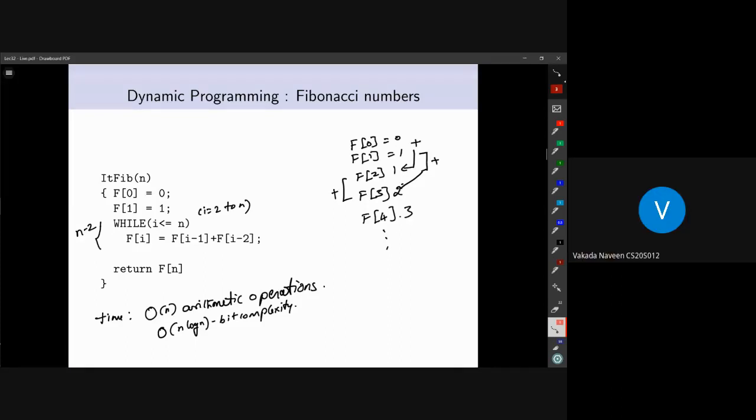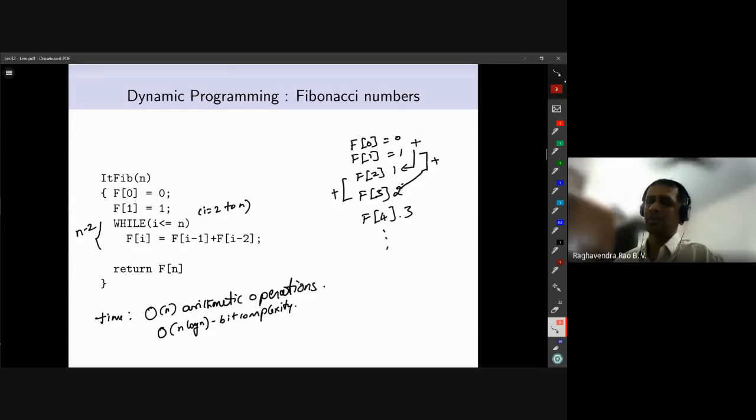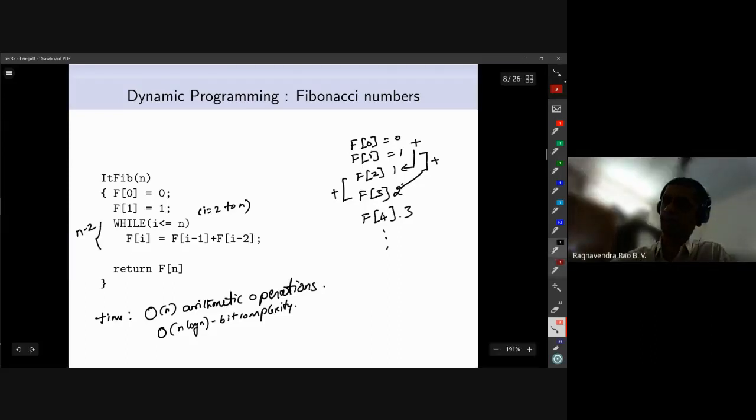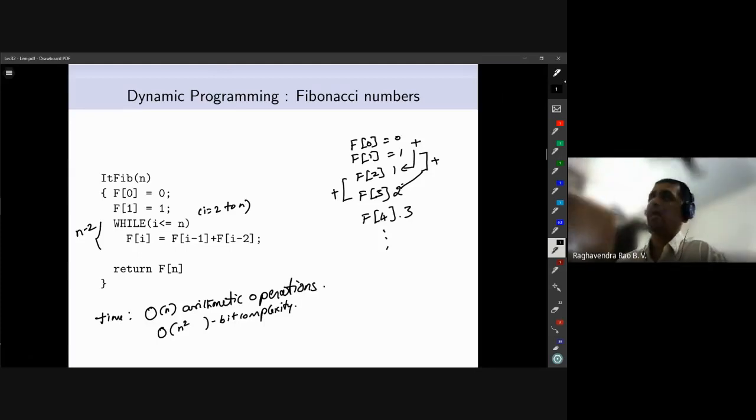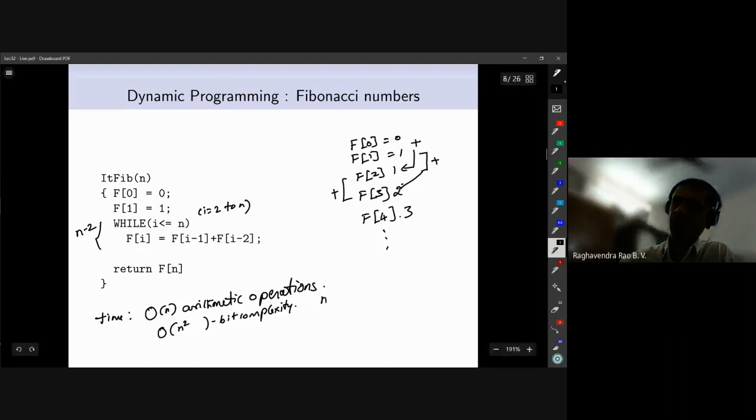Sir, could you explain how the bit complexity is n log n? That's because these numbers can be n bit long. Okay, not log n then, I'm sorry. They're not log n bit long. They can be n bit long, so it could be order of n square. Because it can be as big as (1 plus square root 5) to the n, so n bits long. So numbers can be n bit long.